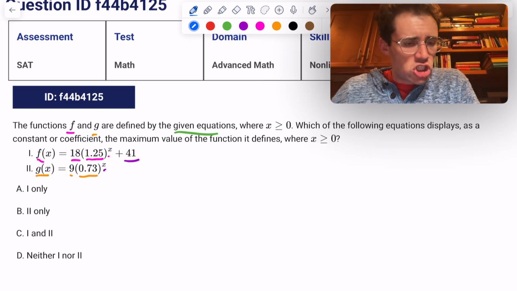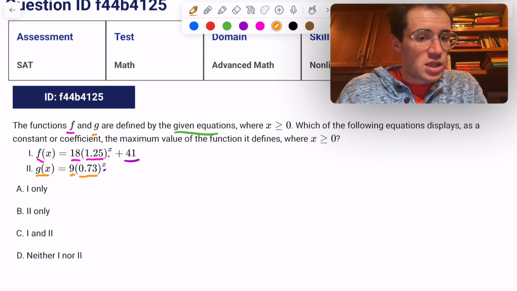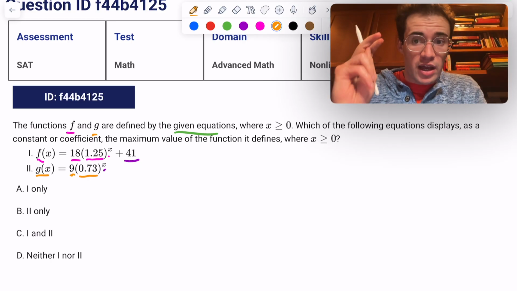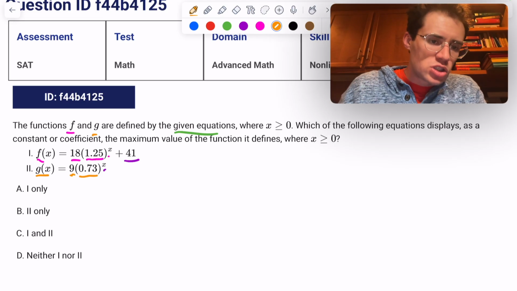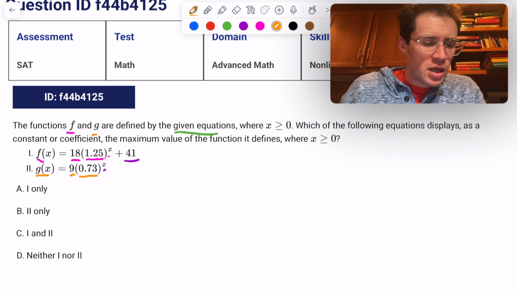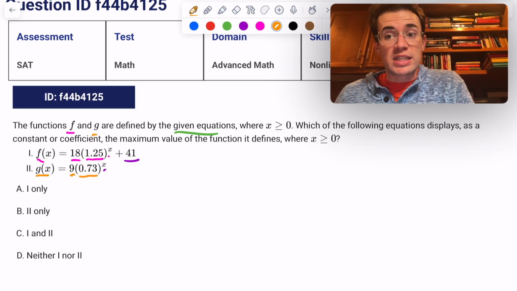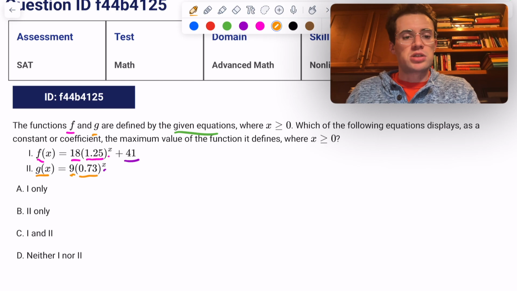And g of x has a principal value of 9, and that is the actual principal value. There's nothing added on. And this one is decaying because it has the growth factor, or what we call the decay factor, is less than 1. It's between 0 and 1. So each time x goes up by 1, you're multiplying by 0.73, which is the same as losing 27%. It's decreasing by 27% every time x goes up by 1. All right, so that's what those two functions are.